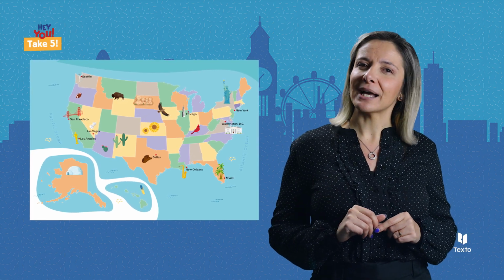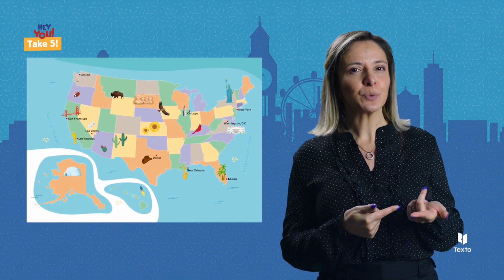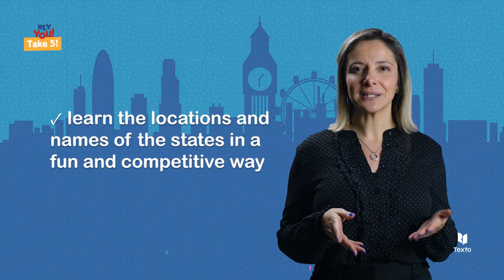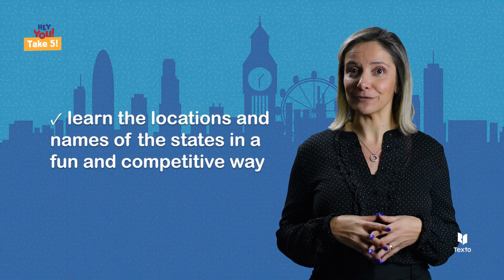After, another student from that team goes up to the map, takes another visual photo, and so on and so on. The first team to complete their map correctly wins. This activity not only gets students off their seats, but helps them to learn the locations and names of the states in a fun and competitive way.